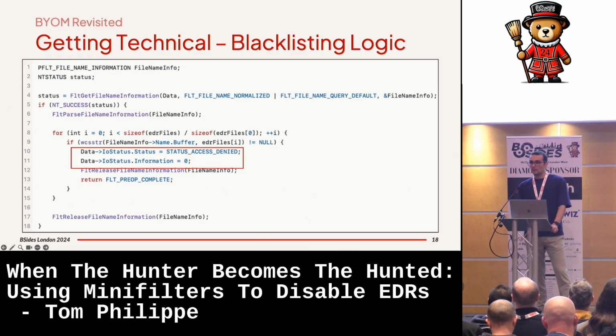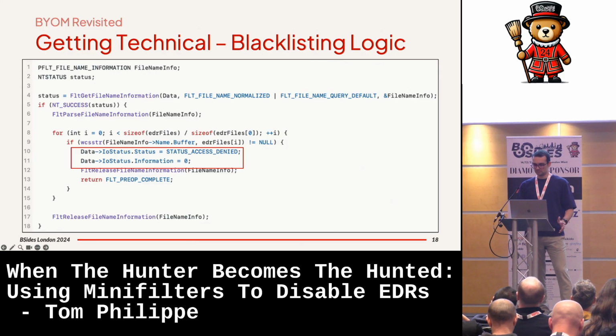Last piece of code, probably the most straightforward code of this presentation. On line 4, we get the file name information from the data that is passed to us via our callback. On line 6, we parse it. I'm skipping the details of why we need to do that. Microsoft's documentation is very clear, but we simply need to get the file name. And then we iterate over our array of files that we want to block, and if we have a match with the current file that is being processed, then we deny access. Otherwise, we just return the default value.